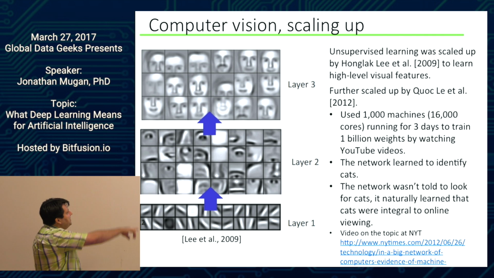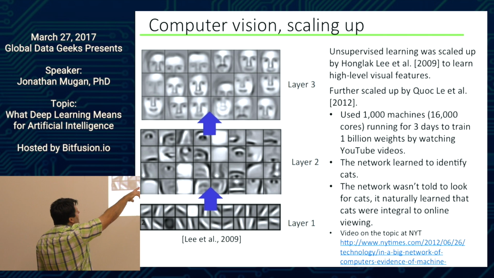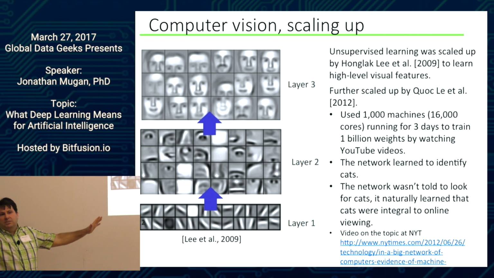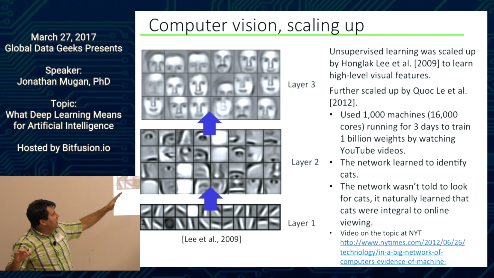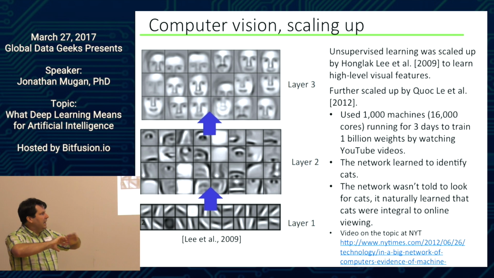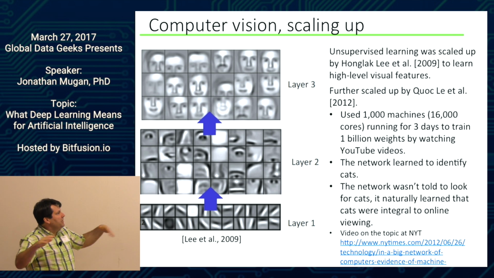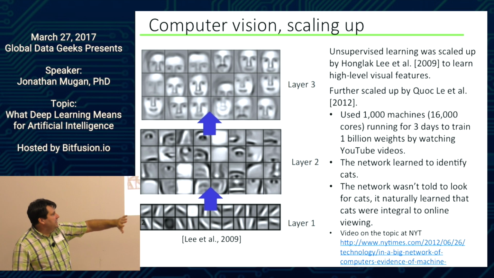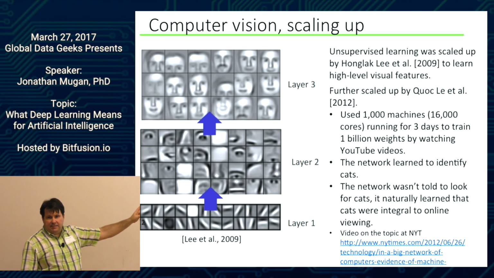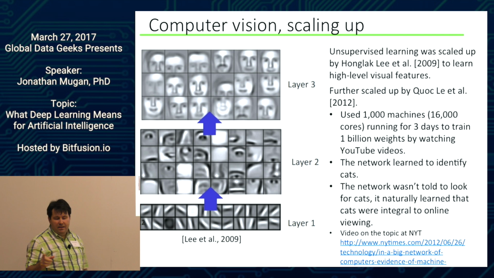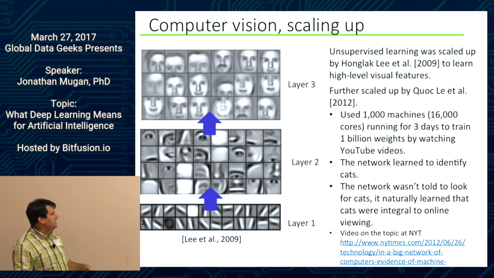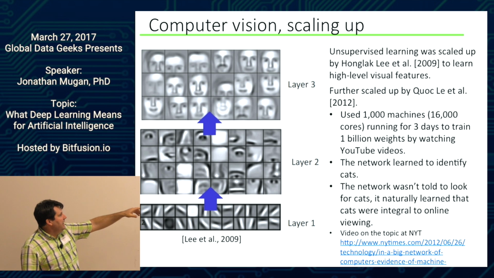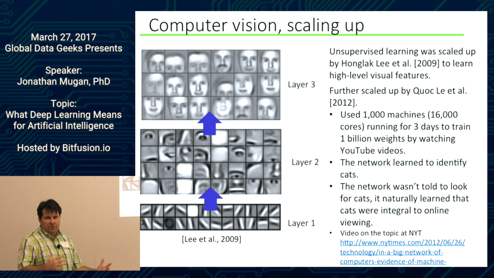Now, this was further scaled up by Quoc Le et al. They took thousands of computers and had them run on YouTube videos day and night, I think for a couple of weeks. And it was able to find the most important thing on the internet: it learned cats by itself. There was a neuron that fired whenever there was a cat in a picture, all by itself. It didn't have to be told what cats were. It just said, okay, this is what's important on the internet, and learned by itself that cats are integral.